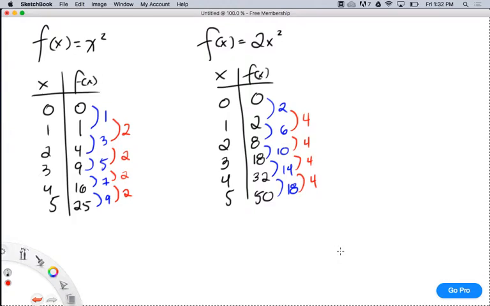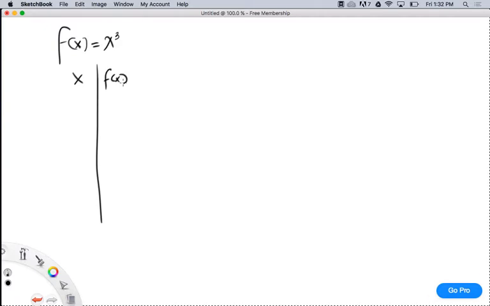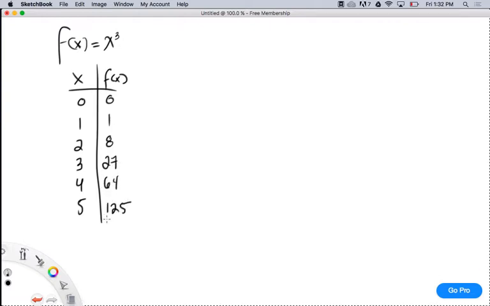So this is all according to the lesson because we've only learned about linear, quadratic, and exponential. But I want to show you guys something, if you will allow me. So we know about x, that's linear functions, x squared, that's quadratic functions. The second difference is constant. But what about a cubic function? X, f of x. 0, 1, 2, 3, 4, 5. 0 cubed is 0, 1 cubed is 1, 2 cubed is 8, 3 cubed is 27, 4 cubed is 64, 5 cubed is 125.